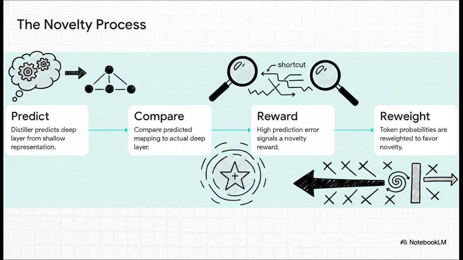By calculating the error between the latent distiller's shortcut prediction and the full model's actual deep layer, ESamp figures out an intrinsic reward. It then takes that reward and modifies the final probability of the next word. It actively suppresses the probability on redundant continuations, steering the whole generation process away from the familiar and pushing it hard toward underexplored reasoning patterns.